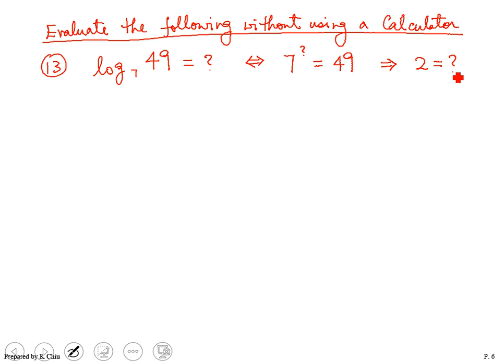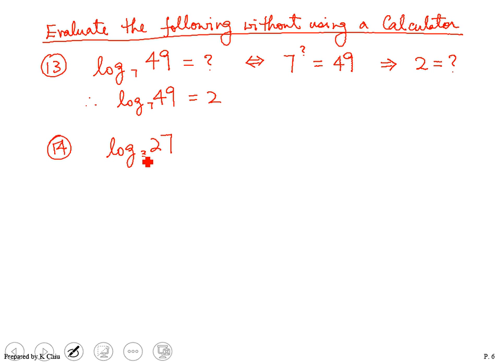So therefore, now make it clear. Don't just say question mark equals 2. There is no question mark from the beginning. So we would say log 49 with the base 7 equals 2. Let's see another one. 14. If I have log 27 with the base 3, what would that equal to?